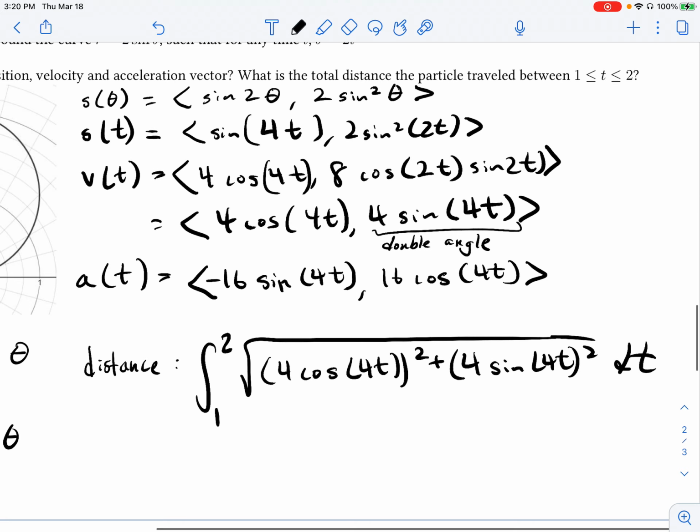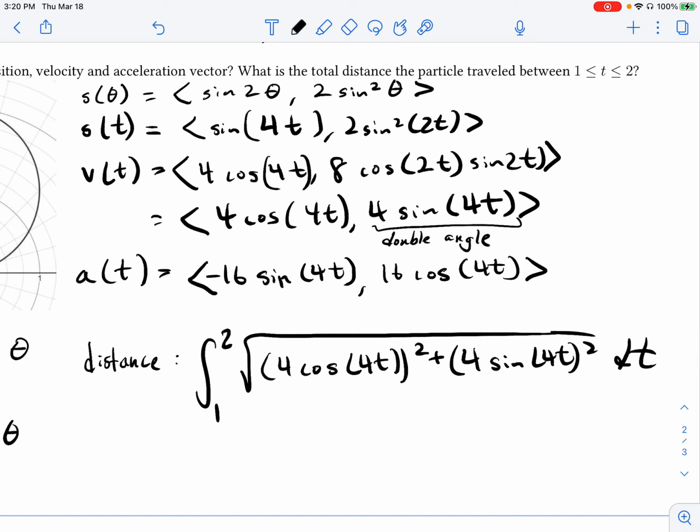And you could probably do this mentally. Just think about that for a second. But if you can see what's happening there, hint, you are using a Pythagorean identity. This should come out to 4. And that's the distance of your arc length.